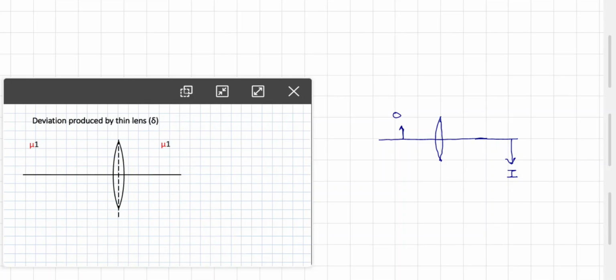Now let us consider another concept which is important for understanding our topic, that is deviation produced by a thin lens. Let us consider, here it is a lens and this is an object. See what happens when light rays travel from the object to the lens. Here object O is situated at point P. This is point P, note it down.